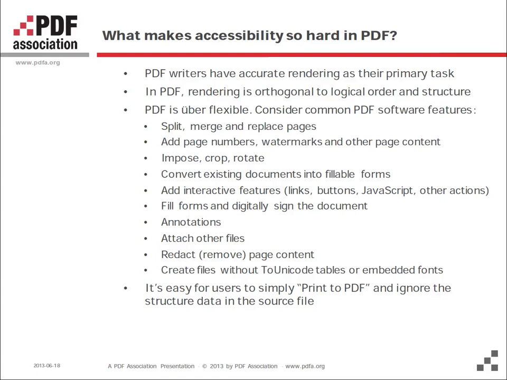So accessibility is hard in PDF for a variety of reasons. Number one, as I've previously said, PDF writers have accurate rendering as their primary task, and because rendering is orthogonal to logical order and structure, that creates a conflict right from the get-go in terms of the priorities that a developer would have to handle in generating a file that both renders precisely as it's supposed to and is correct in logical structure terms.